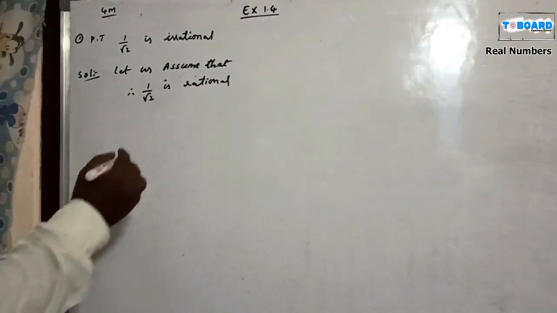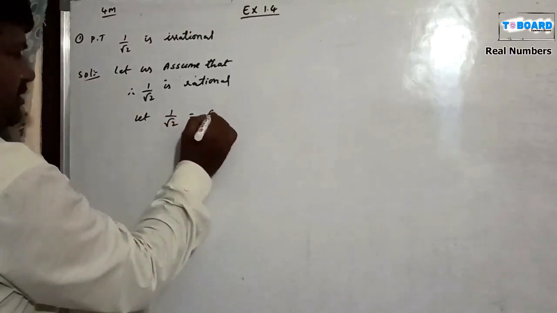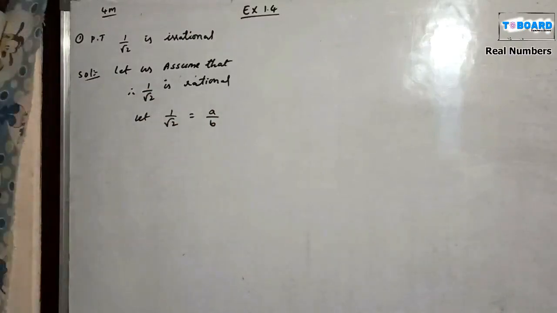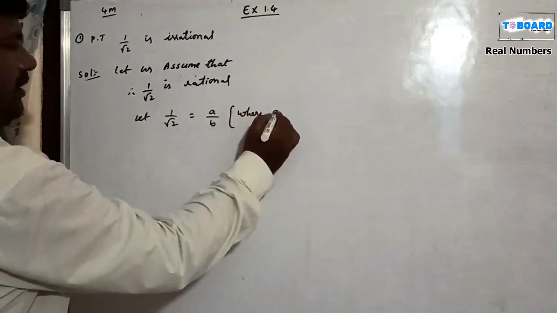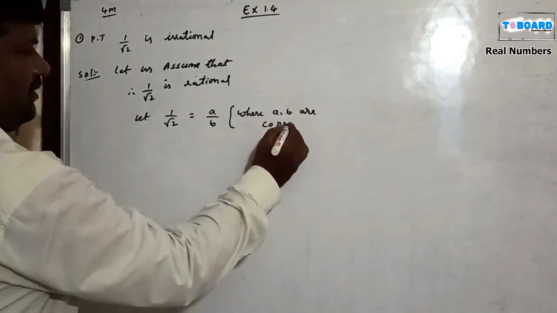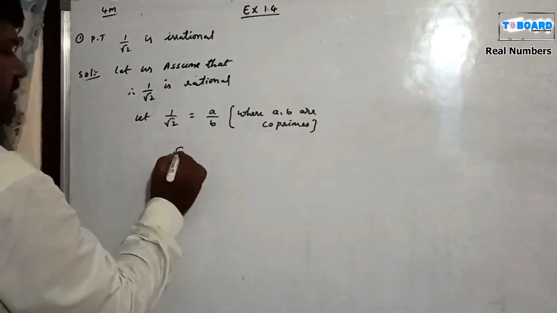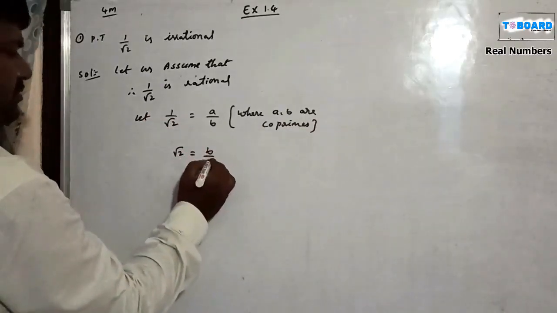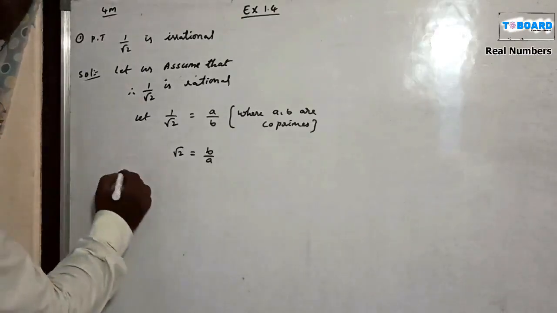What is the rational form? Let 1 by root 2 equals a by b, where a, b are co-primes. Now reciprocal, right? Root 2 equals b by a. Root 2 equals b by a.